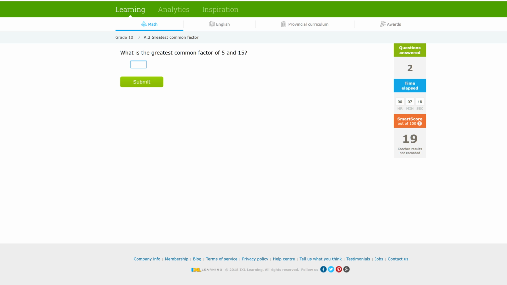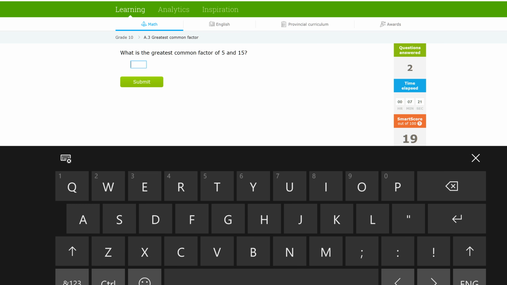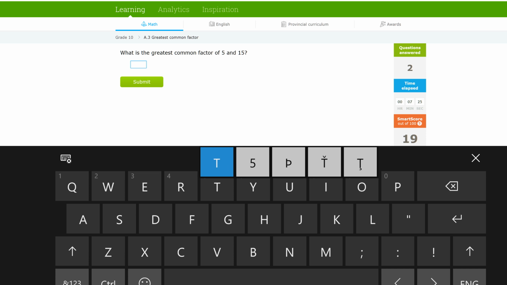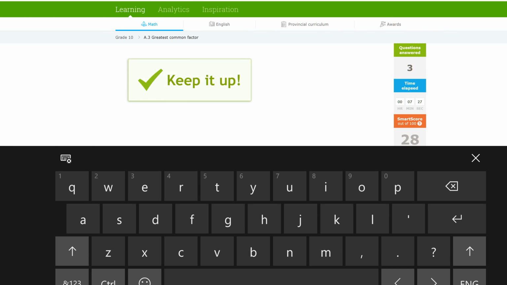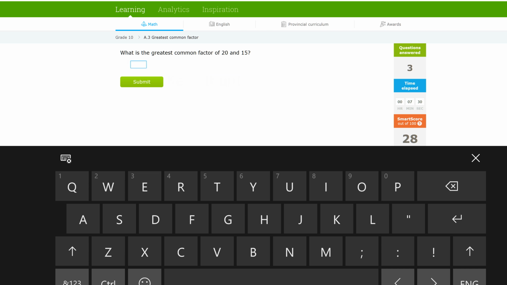5. Because 5 divides both of them. Yes, 5, that's right. 5 divides both of them, and 5 is the greatest. What is the greatest common factor of 20 and 15?